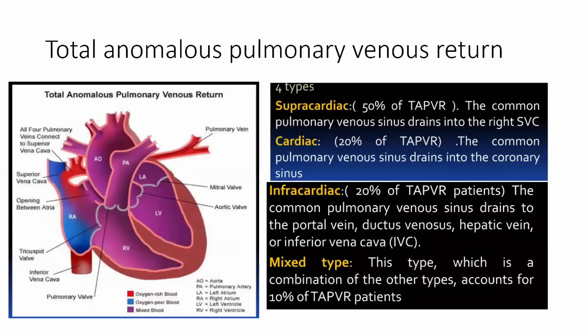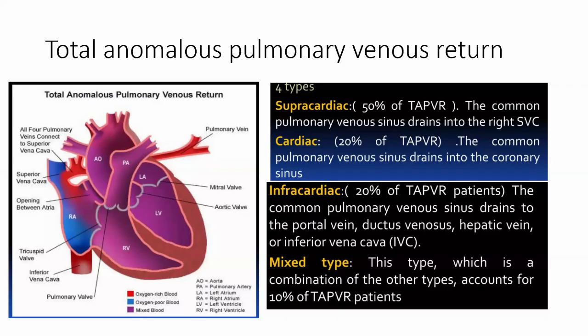And then we also get your total anomalous pulmonary venous return. So the pulmonary veins actually drain abnormally into the right atrium, either directly or indirectly through some venous tributaries. And then an ASD is usually present to send blood from the right atrium to the left atrium. So we usually get 4 types.